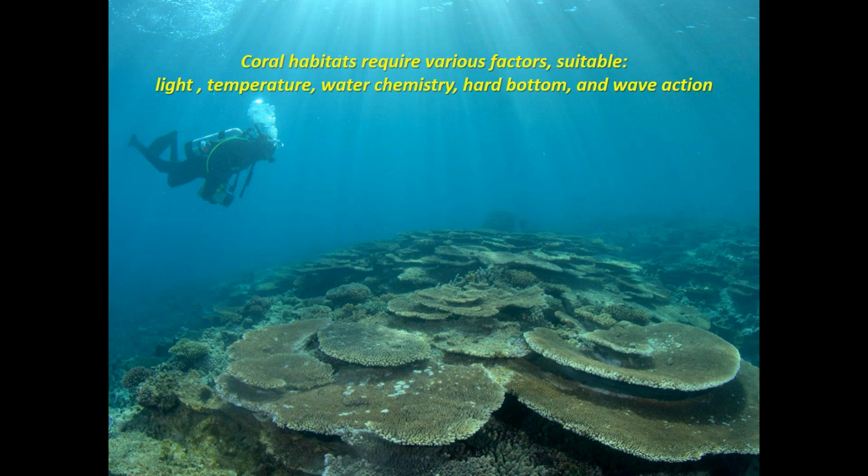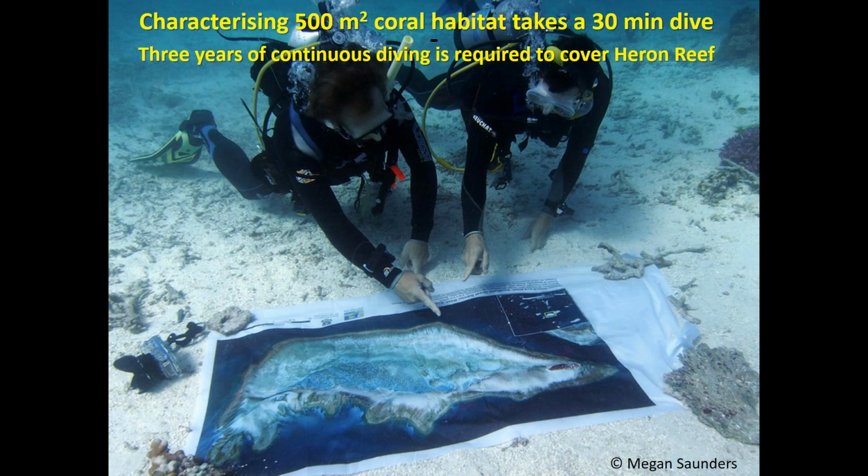I mentioned already that coral requires light, temperature, water chemistry, a hard bottom, and wave energy to grow. And here you see some images around Heron Reef with 100% coral cover. We can go in the water and try to validate every area where we go and make a complete map out of it. But to do that for the whole of Heron would take us 3 years to go to every single pixel. So that's not a good option.